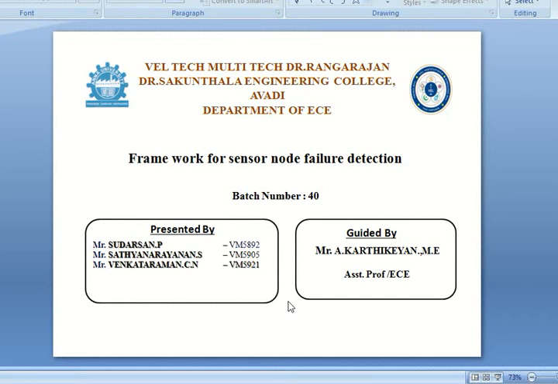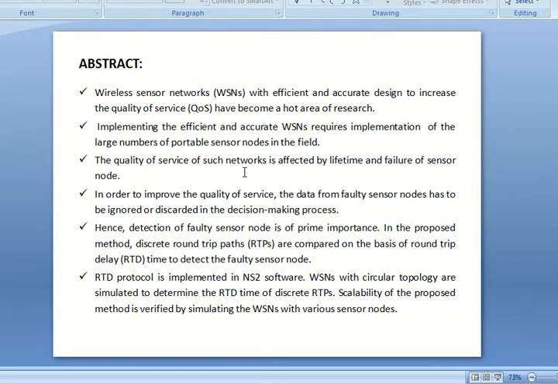We are the students of Welltech Multitech Engineering College, Department of ECE. We have done our final year project on Framework for Sensor Node Failure Detection, which is implemented with the help of NS2 Simulator. The abstract of our project is: wireless sensor network is designed to increase the quality of service.